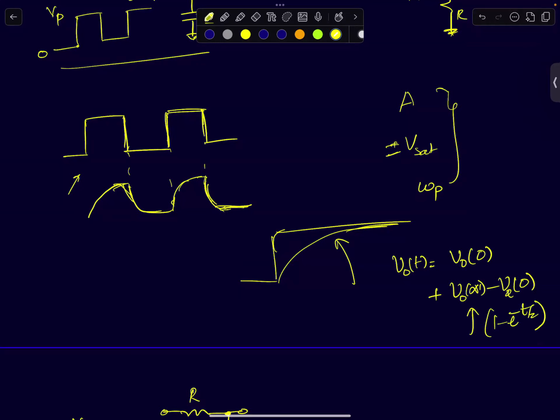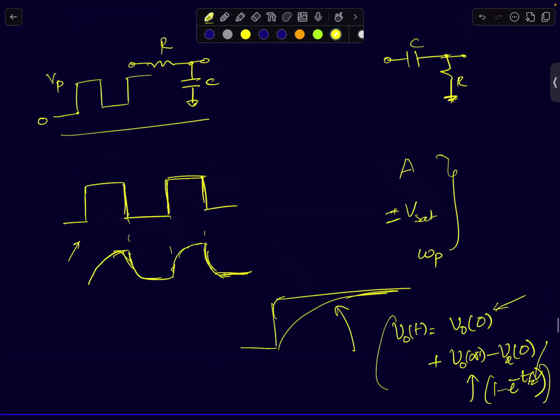And if you know the time constant, then you know everything about a first order system. And the initial condition: if you know the initial condition, you can guess what the final value is going to be for the system. And then if you know the time constant, then you can predict the response of the system.